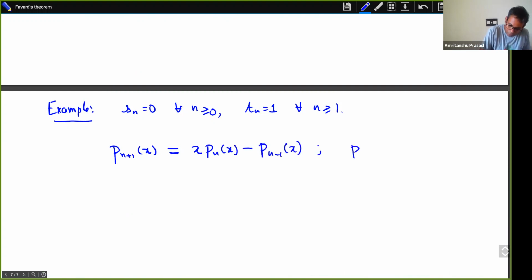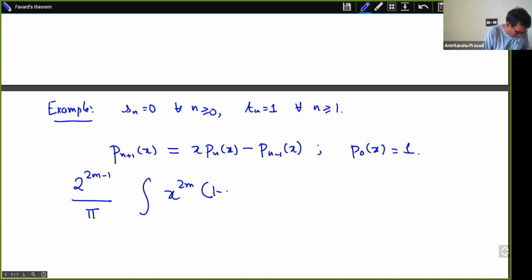And we are also subject to P0x is just 1. And there's a nice integral you can try to work out: 2 to the power 2m minus 1 divided by pi, integral x to the power 2m times 1 minus x squared to the power half dx.